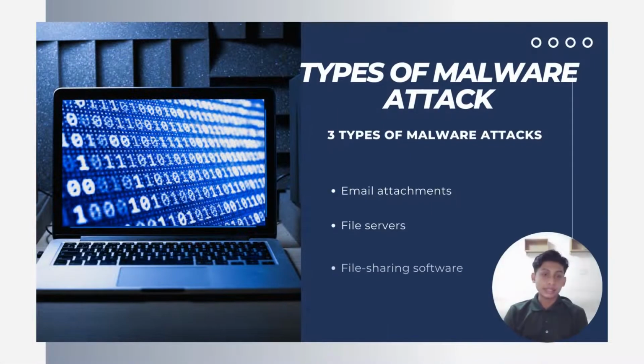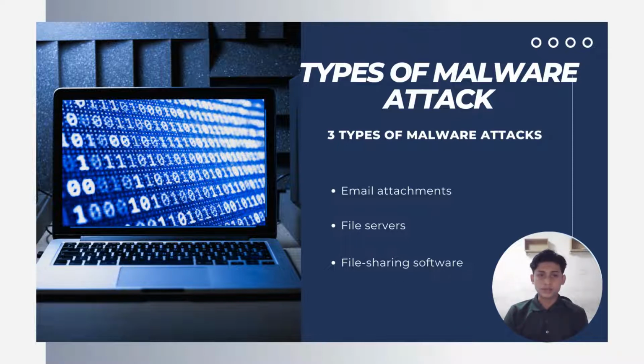Types of malware attacks. There are three types of malware attacks. First is email attachment. Email attachments containing malicious code can be opened and therefore executed by unsuspecting users. If those emails are forwarded, the malware can spread even deeper into an organization, further compromising a network.